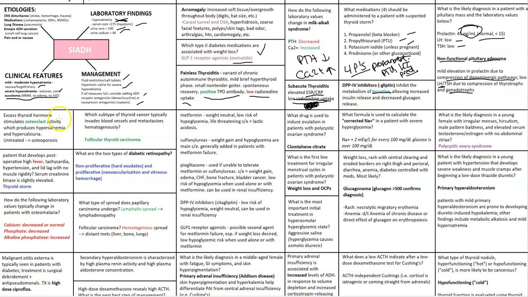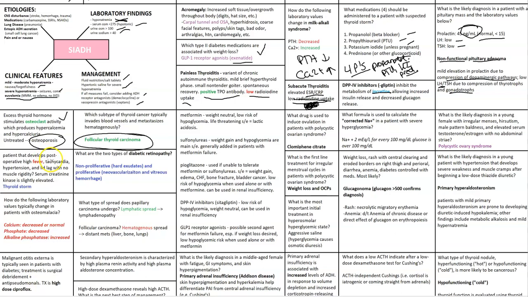Next one is excess thyroid hormone. It stimulates osteoclast activity, which produces hypercalcemia and hypercalciuria. If left untreated, the patient can develop osteoporosis. So associate thyroid disease with osteoporosis. Which subtype of thyroid cancer typically invades blood vessels and metastasizes hematogenously? That would be follicular thyroid cancer.